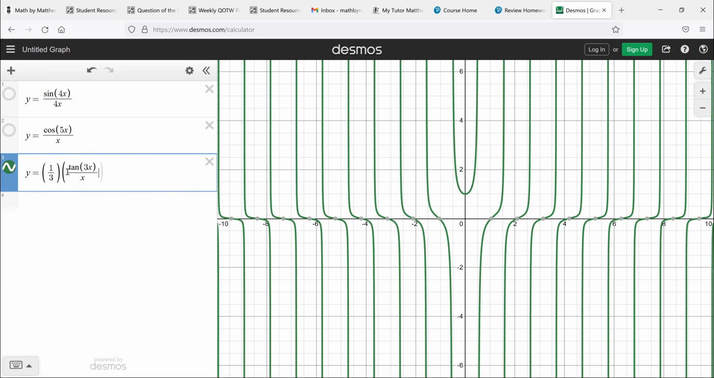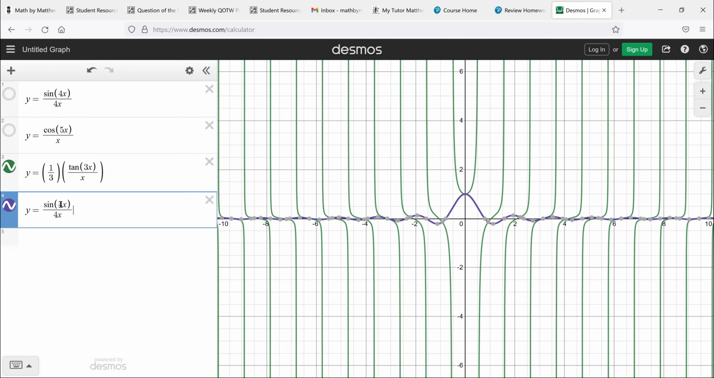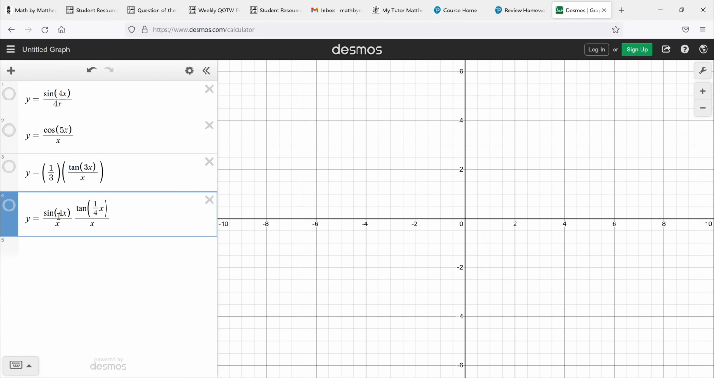Here's one. Let's do this one: sine 4x over x, let me not graph this so you don't get the answer, times tangent 1/4 x over x. Sorry, I'm trying to do too much here. Let me just do that one over x. Okay, so what does sine 4x over x approach at 0? 4. And how about tangent 1/4 x over x? It's going to approach 1/4. So when you multiply 4 times 1/4, you should get 1. And that's exactly what you get here.